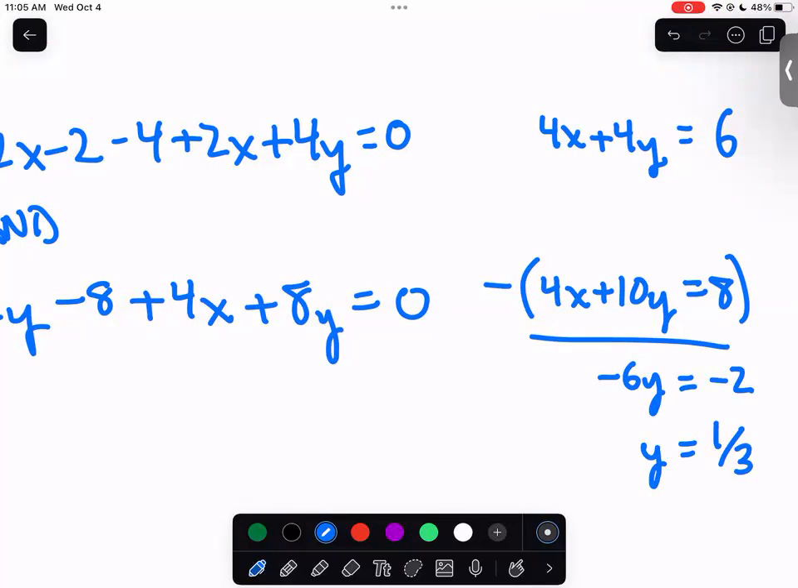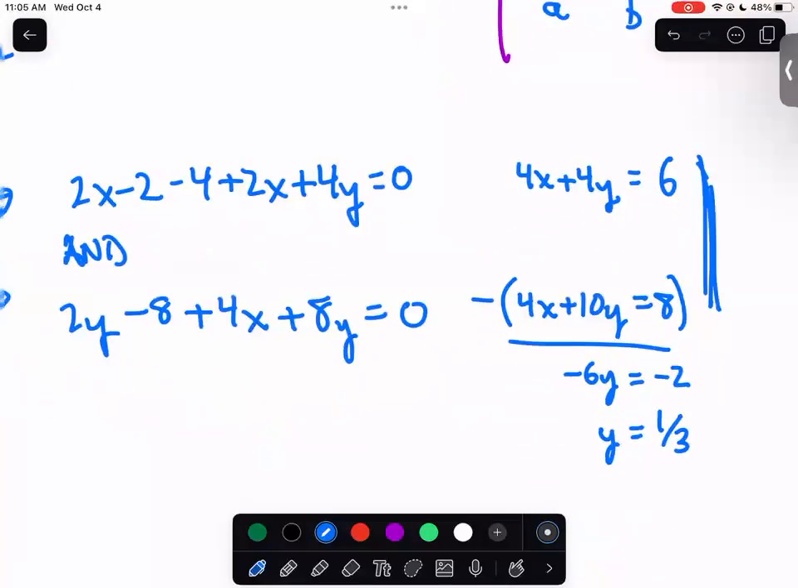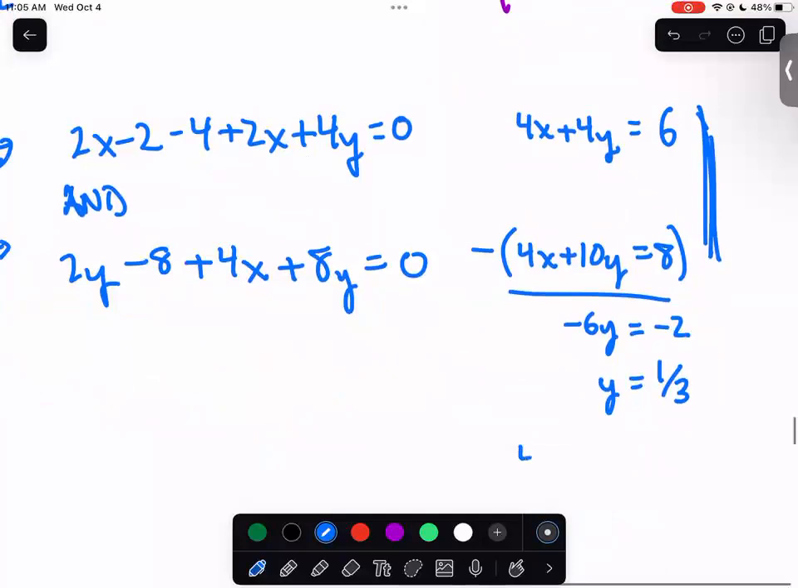Once I know that y is equal to 1/3, I can plug this into either one of my original equations here. And the beauty is it should give out the same x value, right? Because we're solving the system where they're both true. So you can choose either one. I'm going to go ahead and choose the first one.